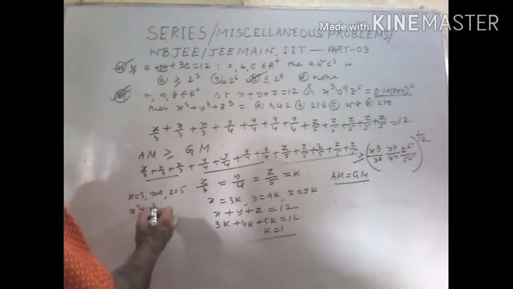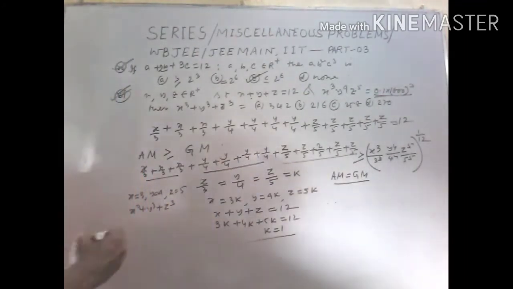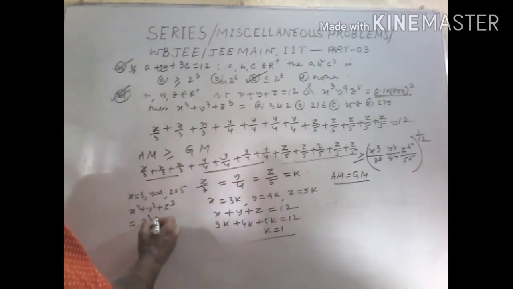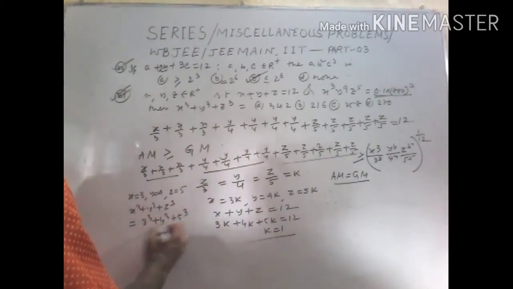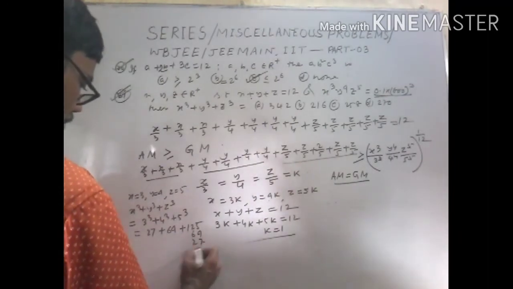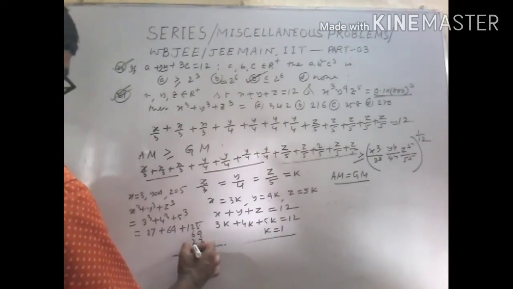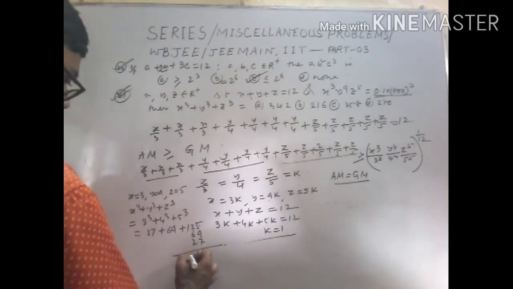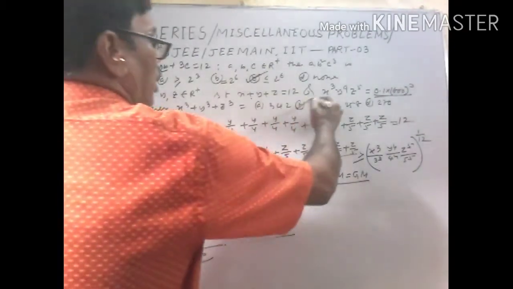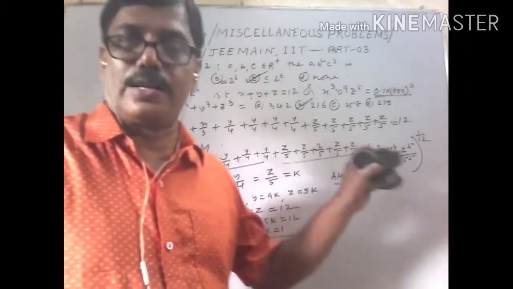So we have to find x cube plus y cube plus z cube. So 3 cube plus 4 cube plus 5 cube. So 27 plus 64 plus 125, which is 216. So this is a typical problem of IIT.